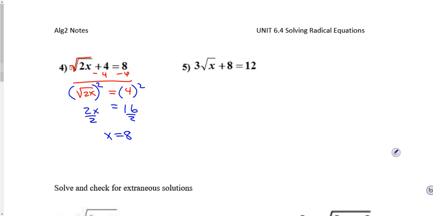2 times 8 is 16. Square root of 16 is 4. 4 plus 4 is 8. So that is the answer.